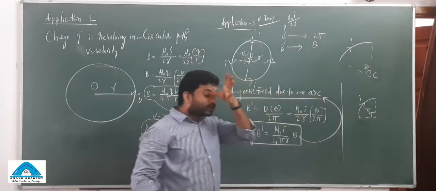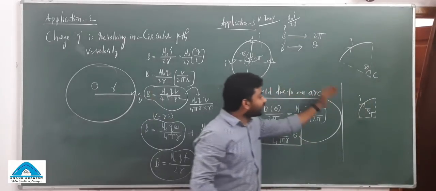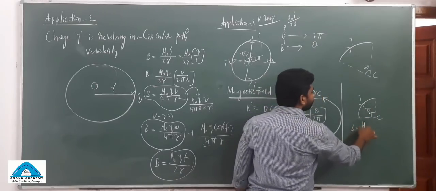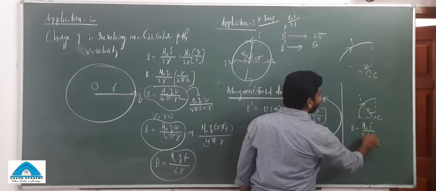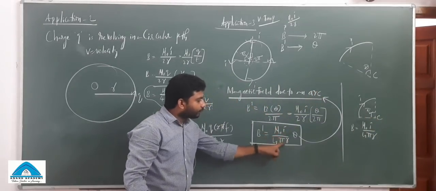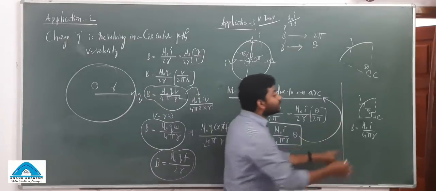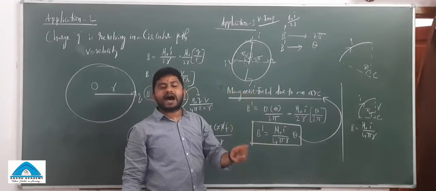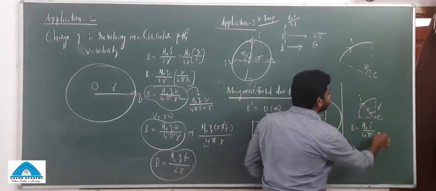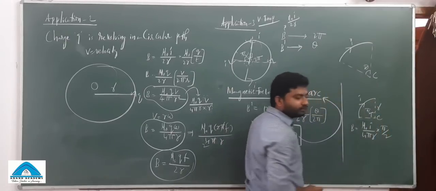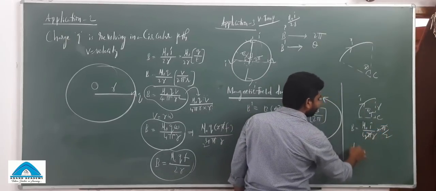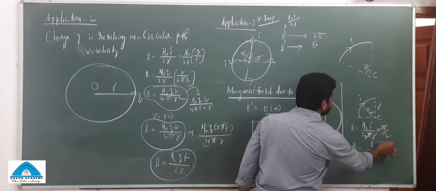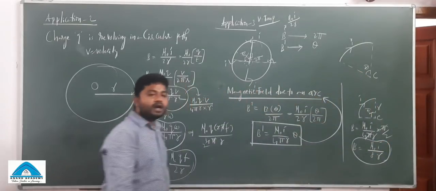And the question is, what is the magnetic field due to this arc at this point called the center? So what is that? B is equal to mu naught I by 4 pi R, where R is the radius of this circular path, into theta. What is theta here? The angle made by the arc at the center. It is clearly given as pi by 2, and this pi gets cancelled, and B is equal to mu naught I by 8R. So this is the magnetic field due to an arc.